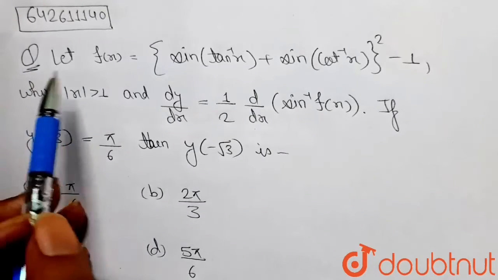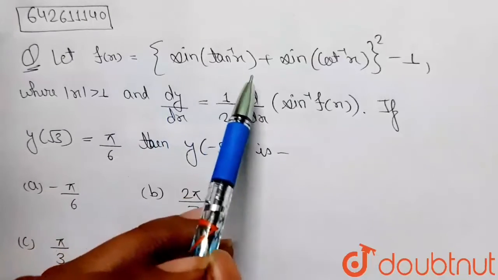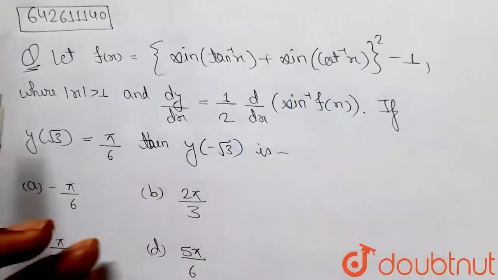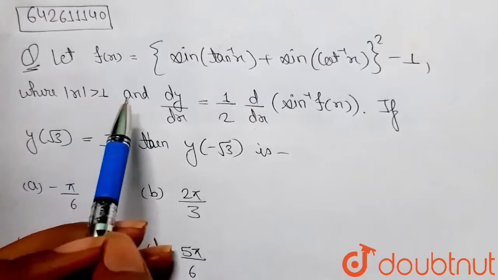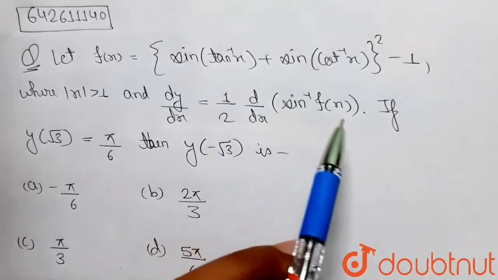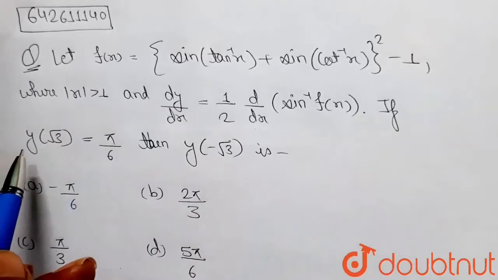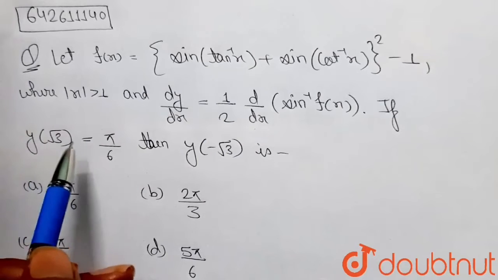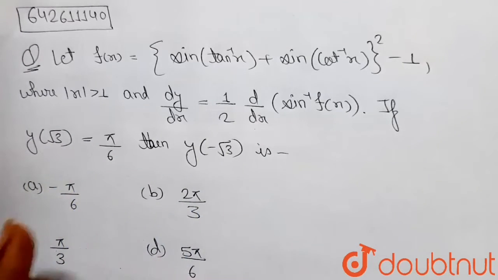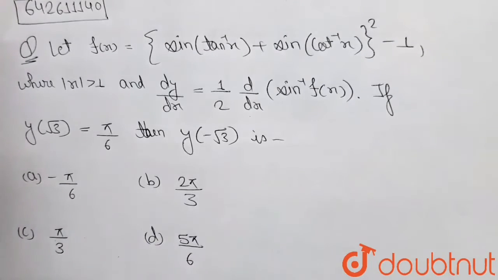Hello friends, so here's the question. It says that let f of x is equal to sine of tan inverse x plus sine of cot inverse x, whole square minus 1, where mod x is greater than 1, and dy by dx is equal to 1 by 2 d by dx of sine inverse f of x. If y of root 3 is equal to pi by 6, then y of minus root 3 will be. Okay, so let's start.